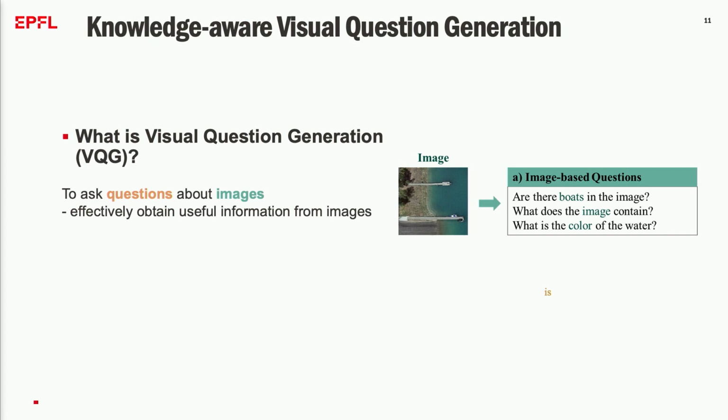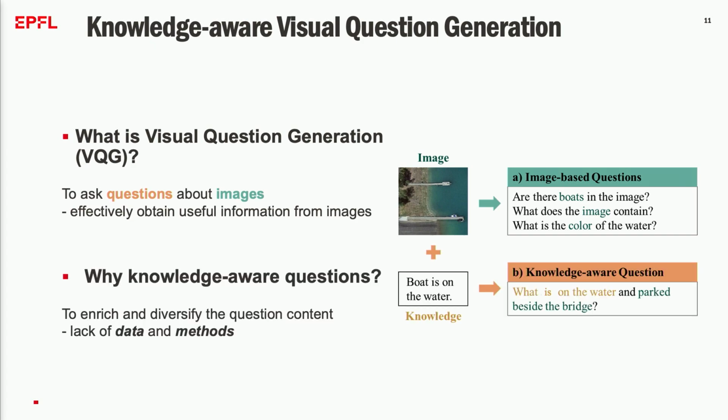So we want to enrich the knowledge content to obtain more useful information from the large image archive. So to do that, we propose a task to generate knowledge-aware questions. The knowledge-aware questions want to ground the question in the image as well as add common sense into the knowledge part. For example, also for the boat, the question can be, what is on the water and parked beside the bridge?